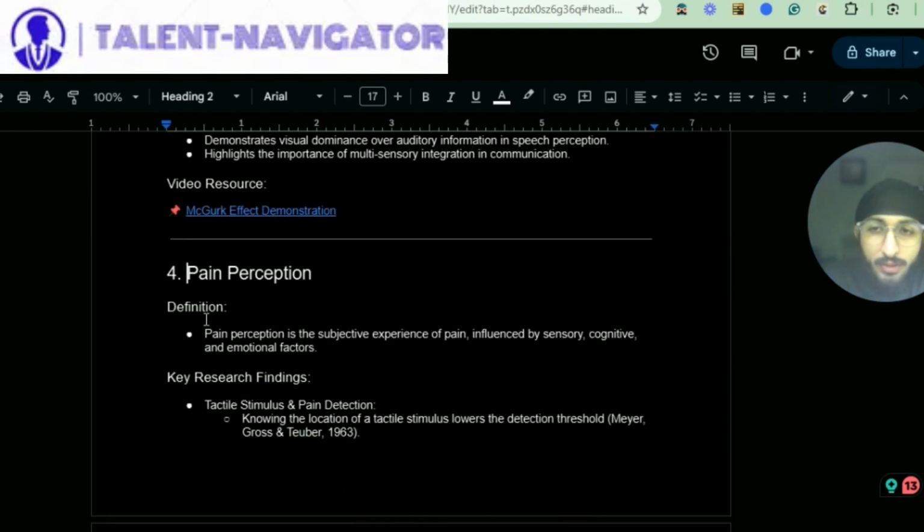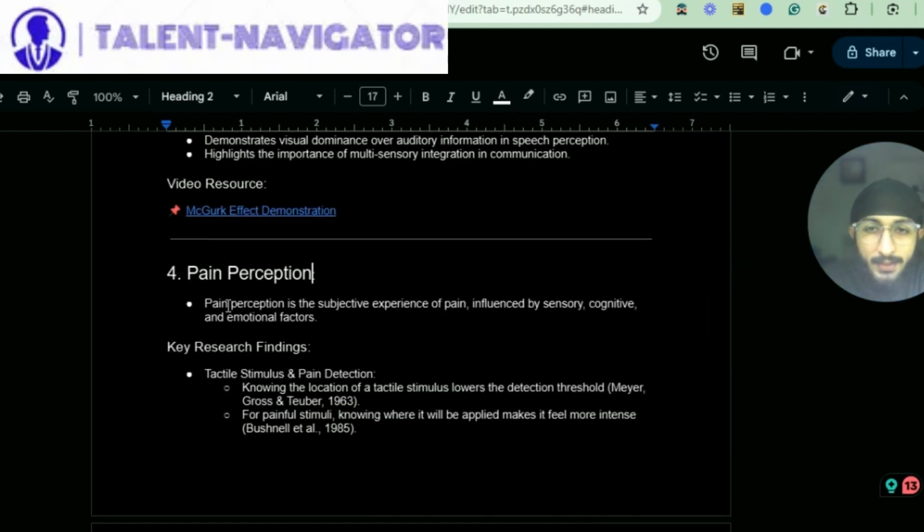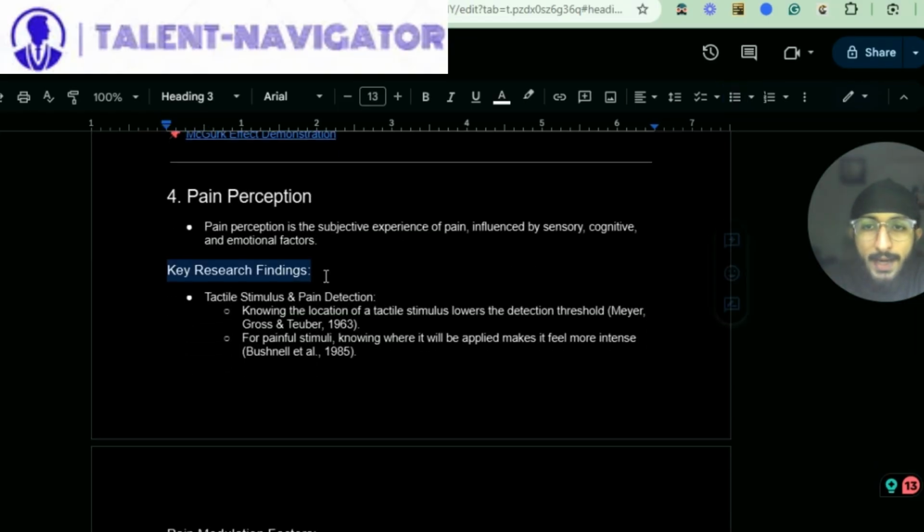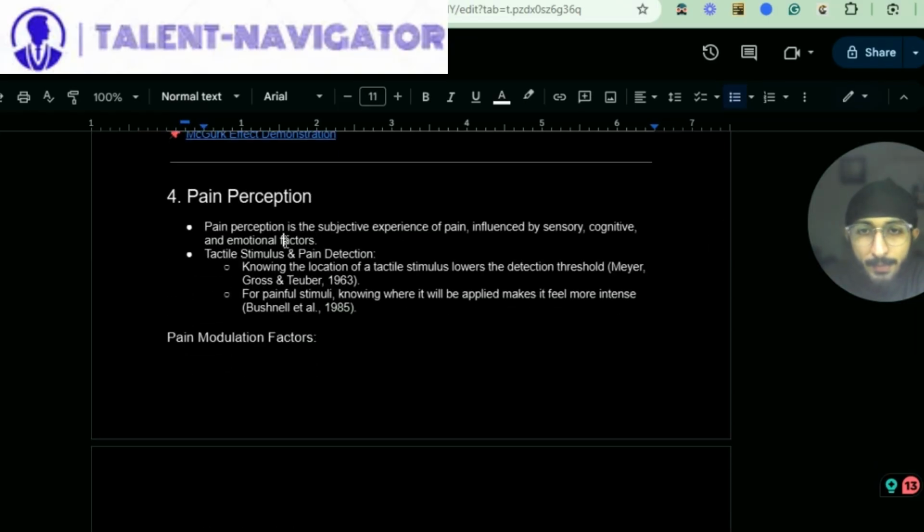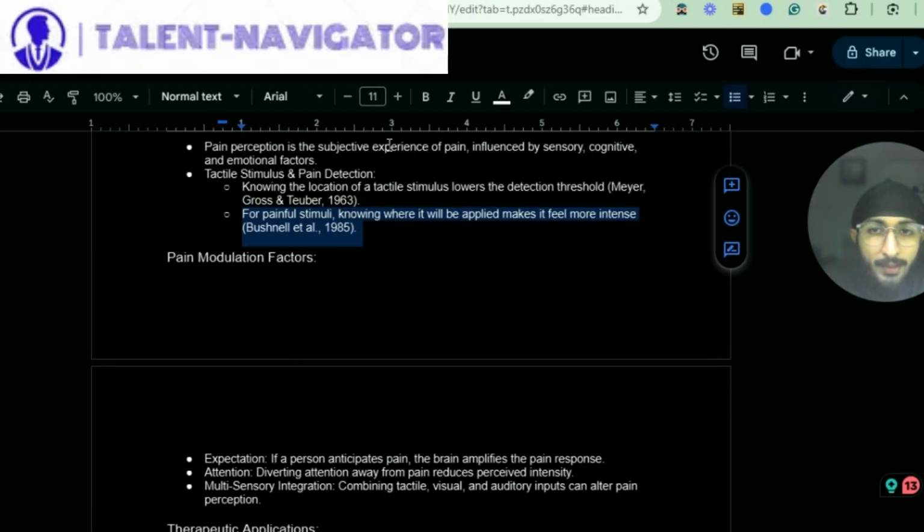Now we're moving on to pain perception. The definition is: it is the subjective experience of pain, influenced by sensory, cognitive, and emotional factors. Key research findings: tactile stimulus and pain detection. Knowing the location of a tactile stimulus lowers the detection threshold. For painful stimuli, knowing where it will be applied makes it feel more intense.